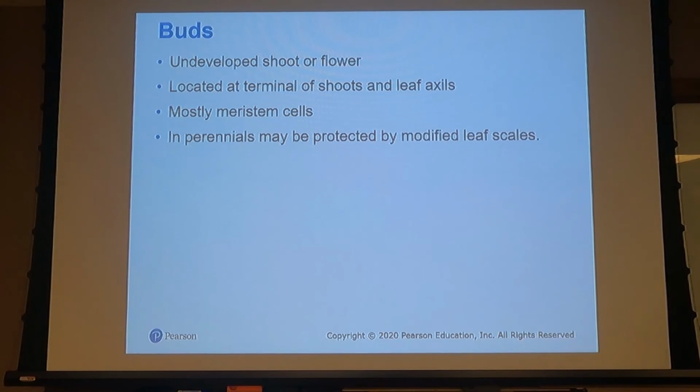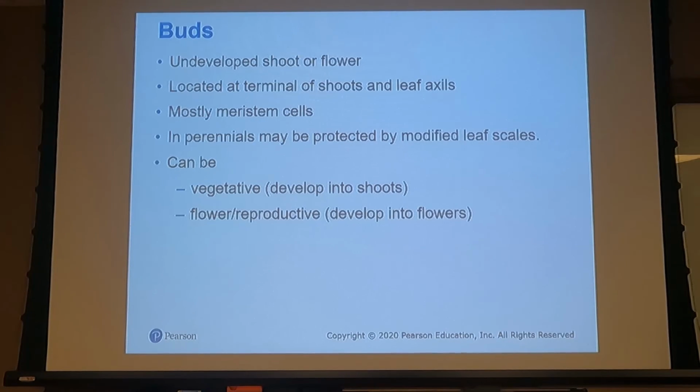They're going to be mostly meristem cells. You might see them, and they might have some protection. They can be vegetative, where they just develop into shoots. They can become flowers or reproductive. Or they can be both. They can develop into shoots or flowers.